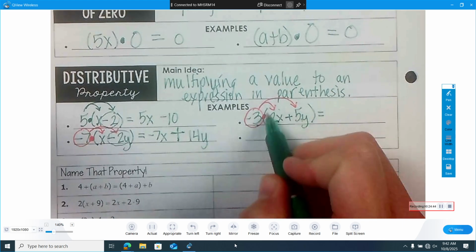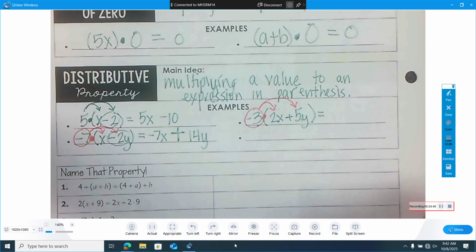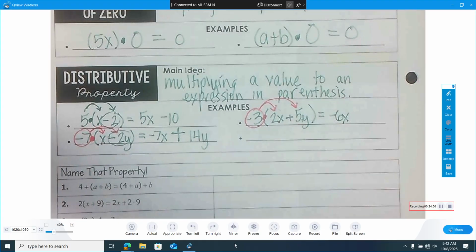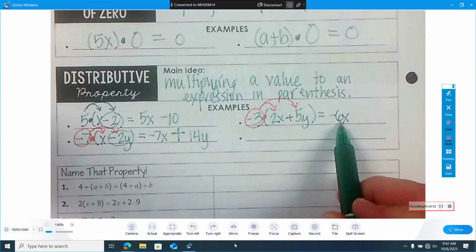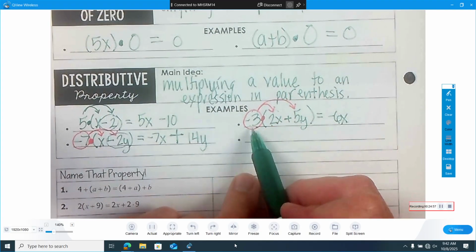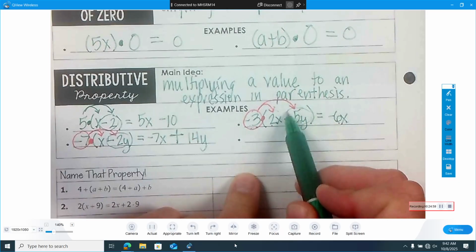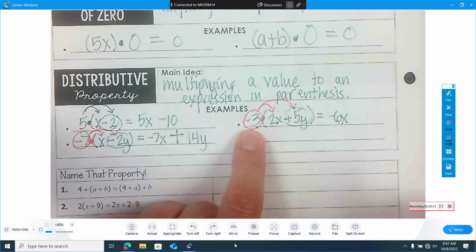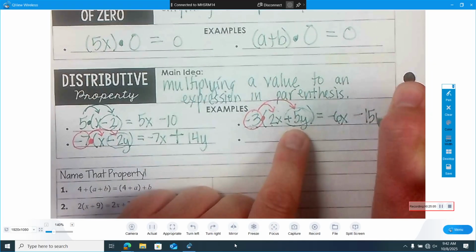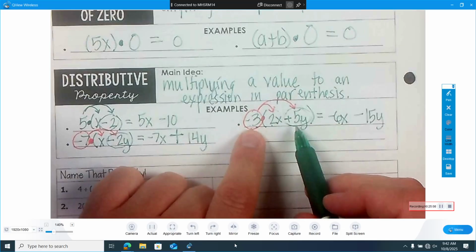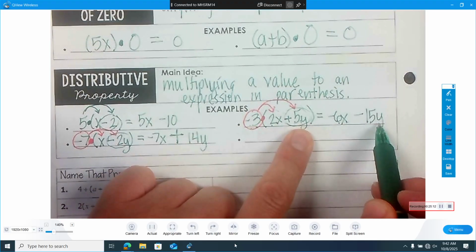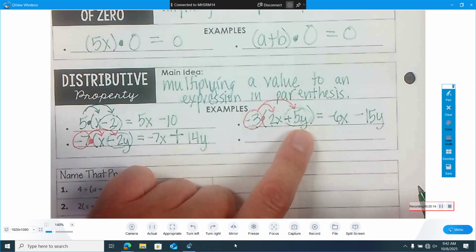Negative 3 times 2x. What's that going to give us? Negative 6x. Very good. Negative 3 times 2 is negative 6, and we also want to keep our x on there. And then I have negative 3 times positive 5y. What is negative 3 times a 5y? Negative 15y. Very good. Negative 3 times positive 5 is negative 15, and keep your y on there.